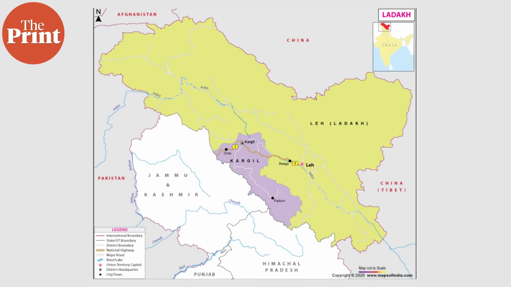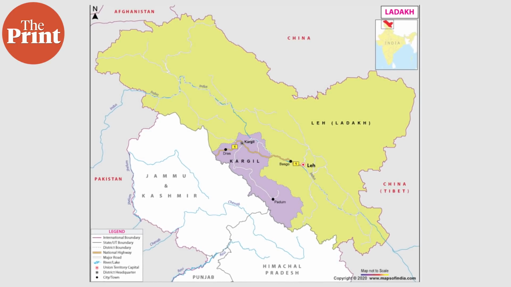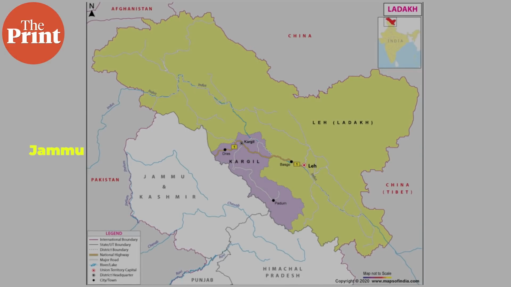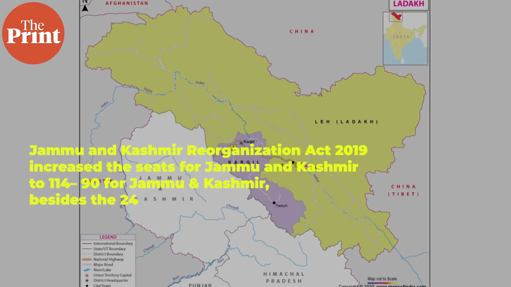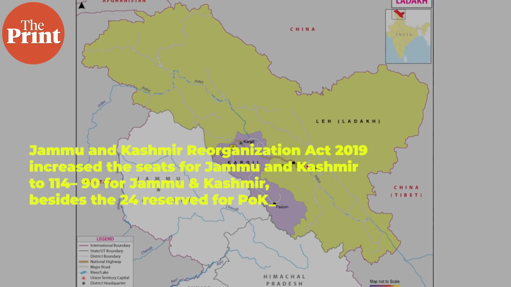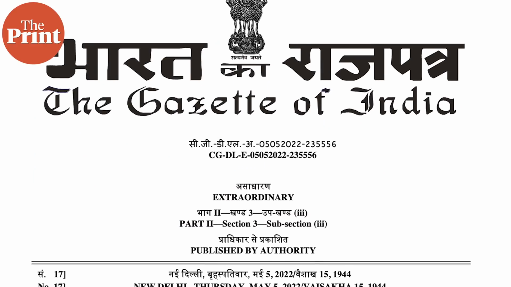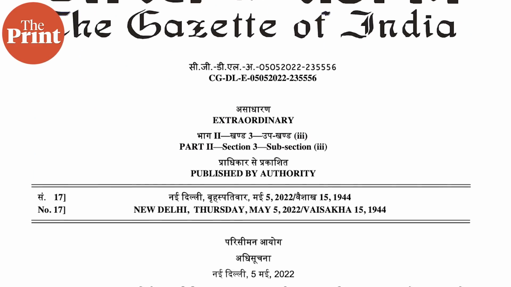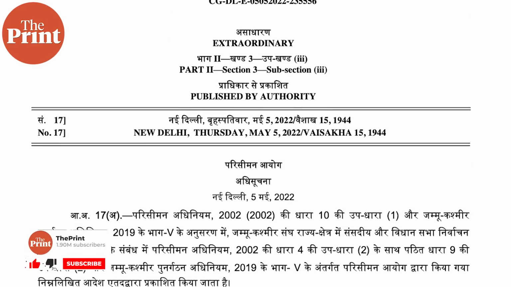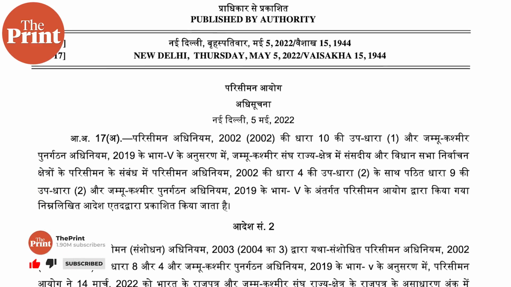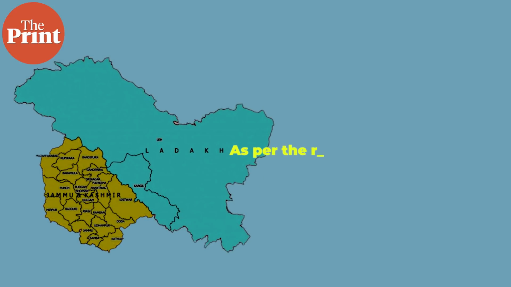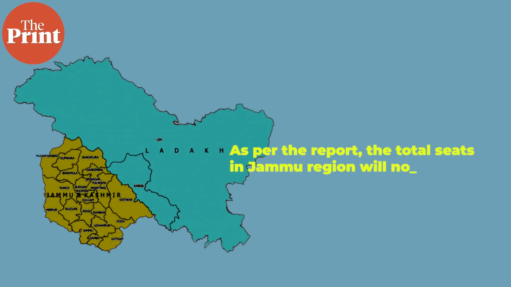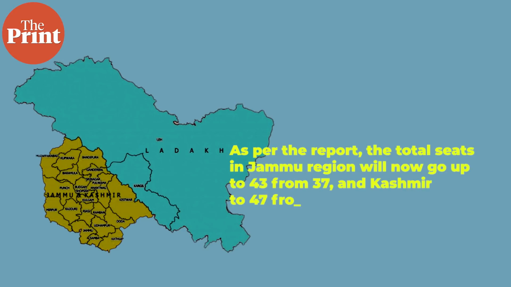But when Ladakh was carved out as a separate union territory, the Jammu and Kashmir Reorganization Act 2019 increased the seats for Jammu and Kashmir to 114: 90 for Jammu and Kashmir, plus 24 reserved for POK. This meant that now suddenly there were 7 more seats, so the boundaries had to be redrawn. So a delimitation commission was set up on 6th March 2020. The Jammu and Kashmir panel submitted its report earlier this month, and out of those 7 extra seats that I told you about earlier, the commission has added 6 new assembly seats for the Jammu region and 1 for Kashmir. As per the report, the total seats in Jammu region will now go up to 43 from 37, Kashmir to 47 from the existing 46.